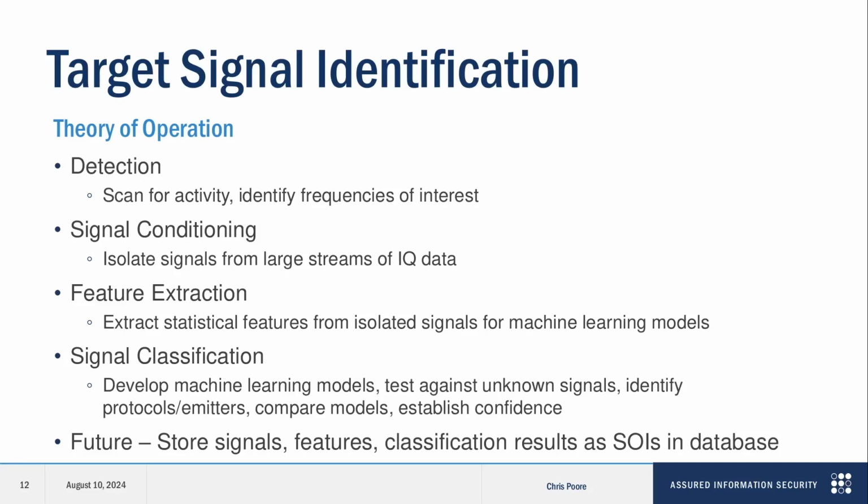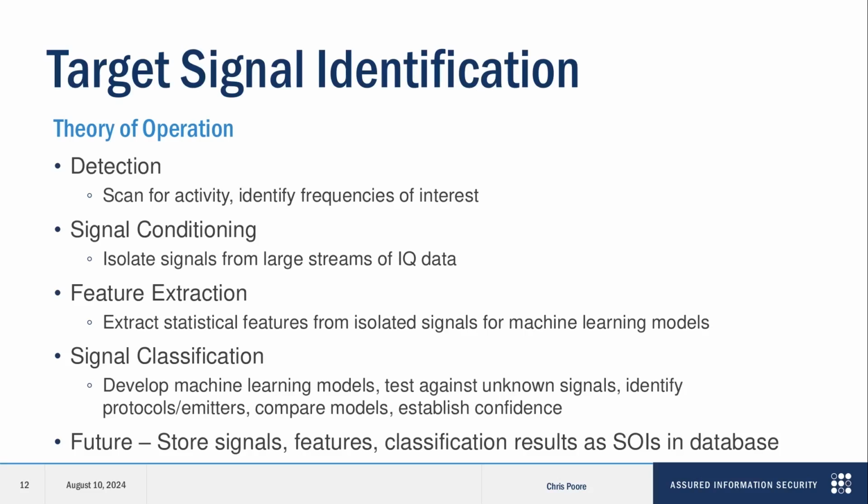So it starts out with the detection tabs, which scan for activity. They identify frequencies of interest. There are different ways that we can scan things. These things exist so that we can add in new techniques. So it doesn't work great, but it can if we add in new techniques.